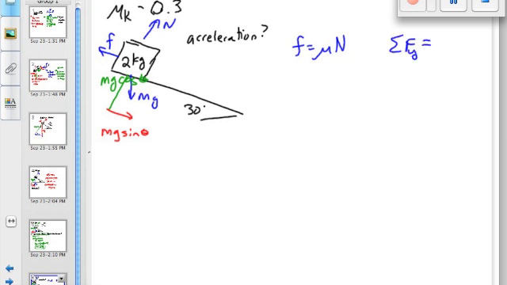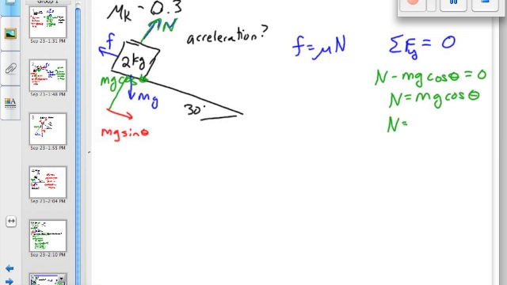Normal force is in the y, so the sum of the forces in the y direction is 0. We have two forces in the y direction. We have that normal force up, and we have mg cosine theta down. We're in equilibrium, not accelerating upwards or downwards. So normal minus mg cosine theta equals 0. Normal force equals mg cosine theta.